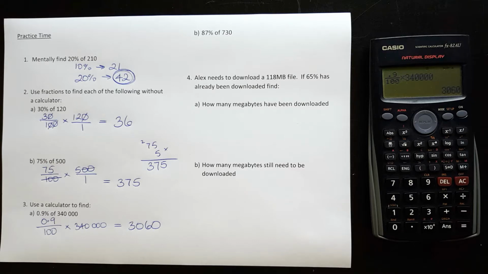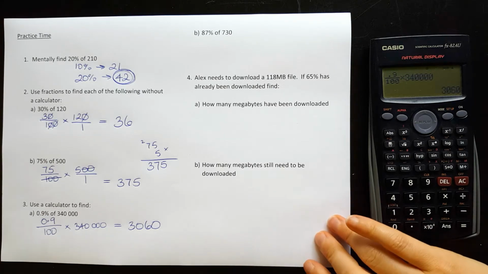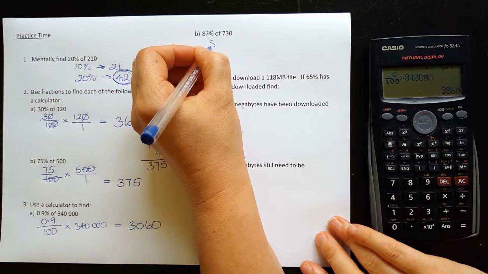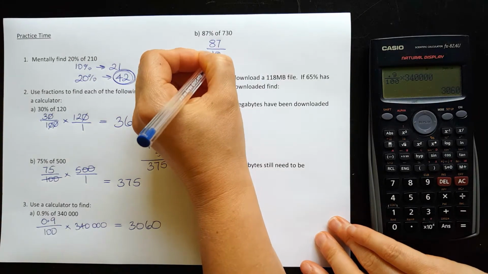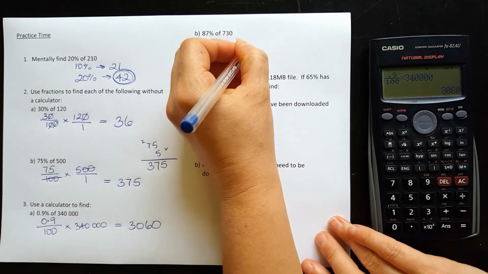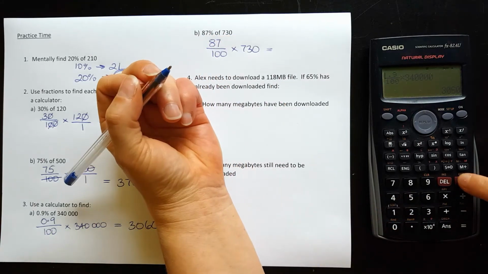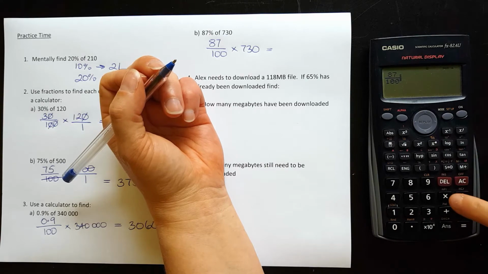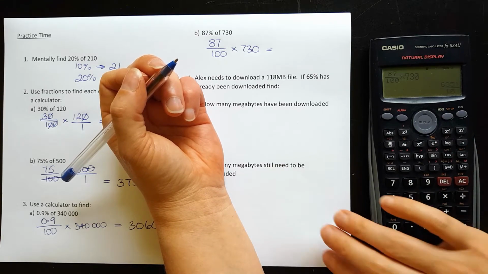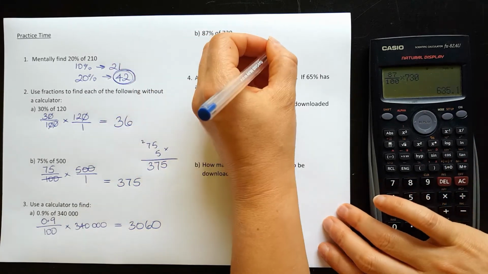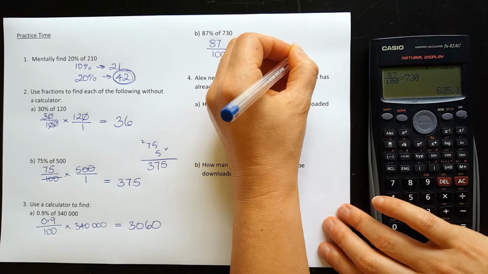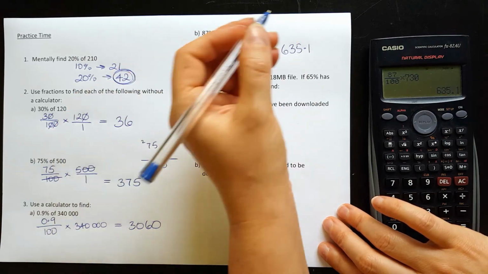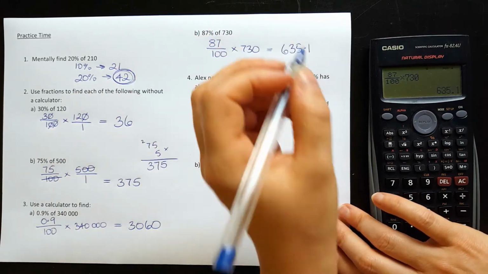Part B, we want to find 87% of 730. So 87% is 87 over 100 times by 730 in the calculator. 87 over 100 times by 730 as a decimal. $635. Actually, it's not dollars, just 635.1.